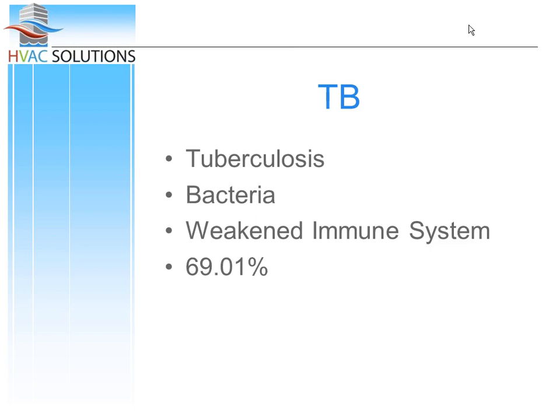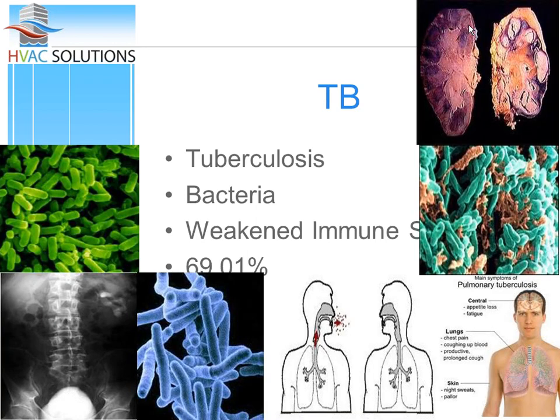Tuberculosis. Tuberculosis is a bacteria that affects the lungs. So you feel sick. It generally goes after people who have some sort of weakened immune system. And this is an extremely difficult bacteria to get rid of. And GPS does a great job at controlling tuberculosis. As you can see, there's a 69% kill rate on tuberculosis.